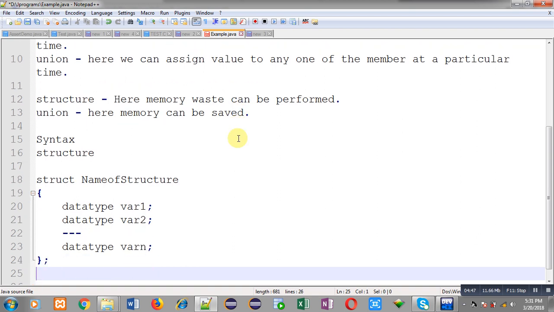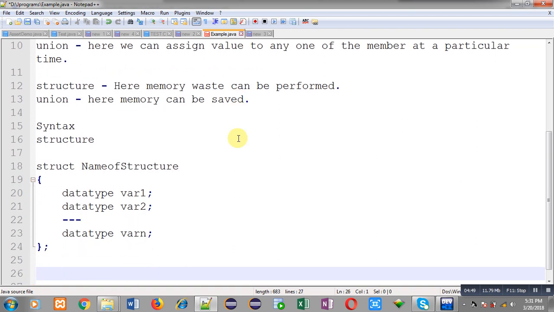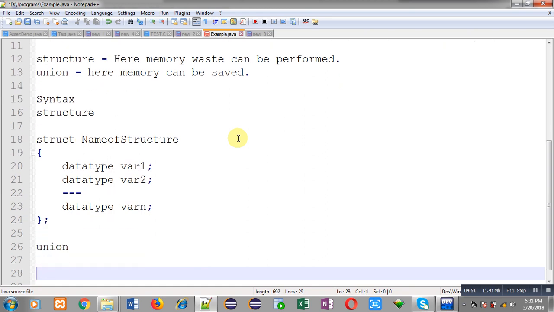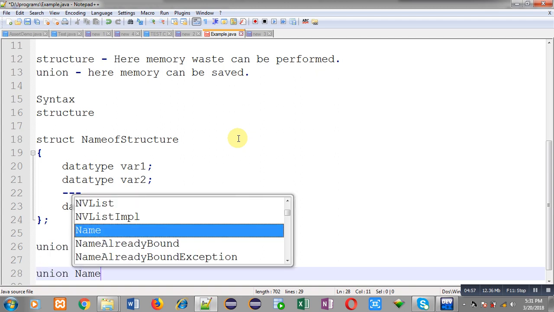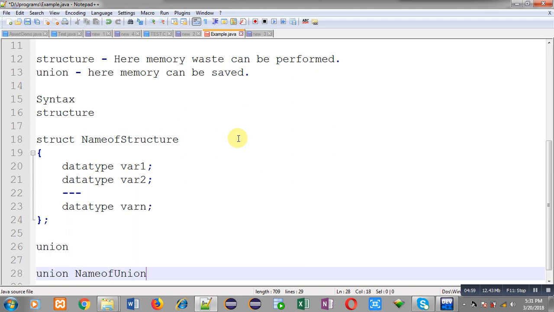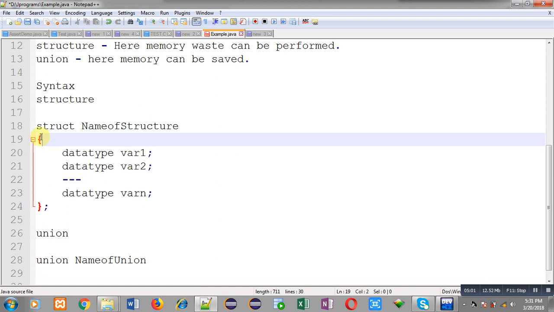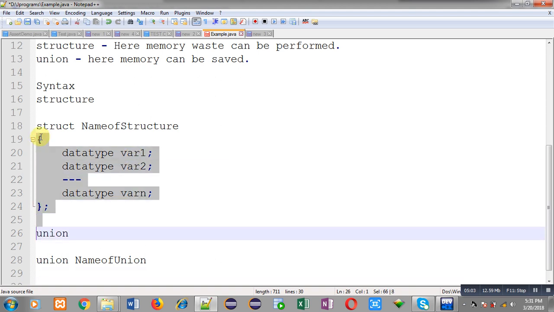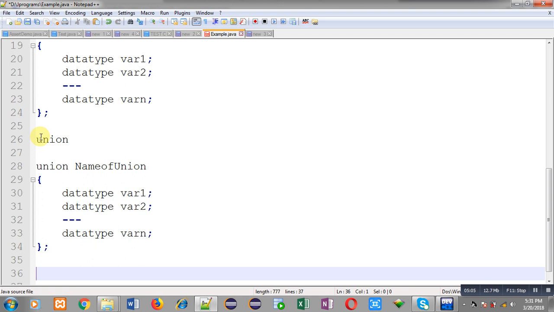Now I am going to write syntax of union. So here you have to use the keyword union, then name of union, and rest of the statement will be same as structure. So this is the syntax of union. So these are some differences which are available between structure and union.